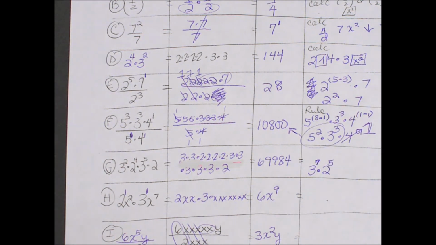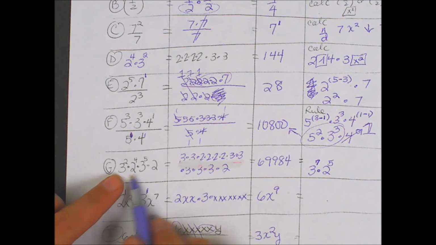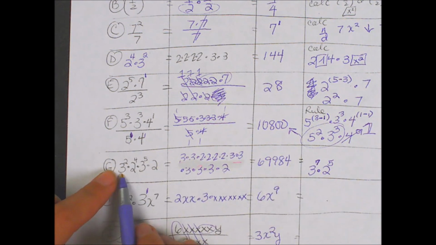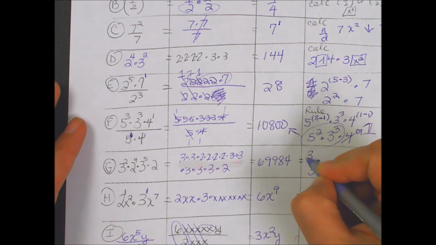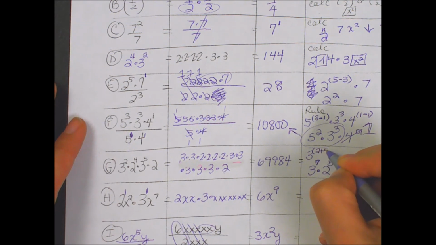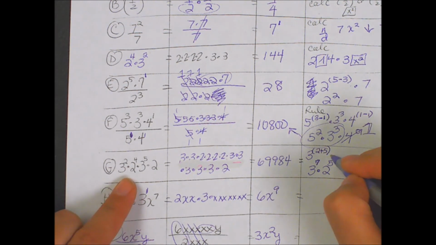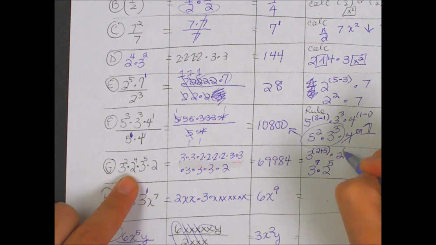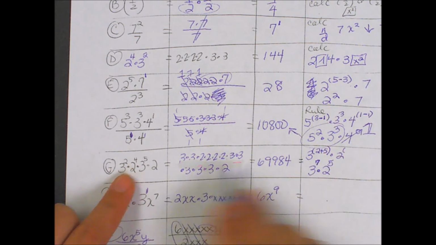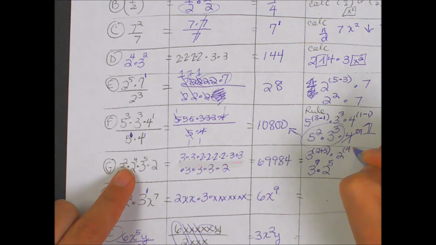Okay, so check this out. How did I go from, I got 3 to the 7th, right? And I had 3 squared and 3 to the 5th. So where did I get the 7 from? Adding the 2 and the 5. And I didn't combine it with the 2's because they're a different base. So here, where did I get 2 to the 5 from? Because I had 4 2's and 1 2.